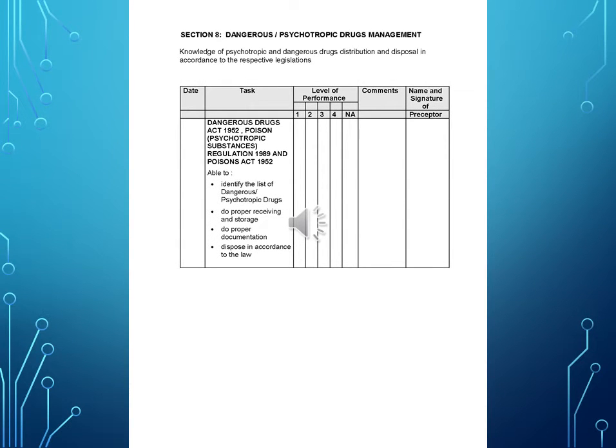Section 8. Dangerous and psychotropic drugs management. Knowledge of psychotropic and dangerous drugs distribution and disposal in accordance to the respective legislations. Date, task, level of performance, comments, name and signature of preceptor. Dangerous Drugs Act 1952, Poisons Act 1952, and Psychotropic Substances Regulations 1989: able to identify the list of dangerous and psychotropic drugs. Do proper receiving and storage. Do proper documentation. Dispose in accordance to the law.